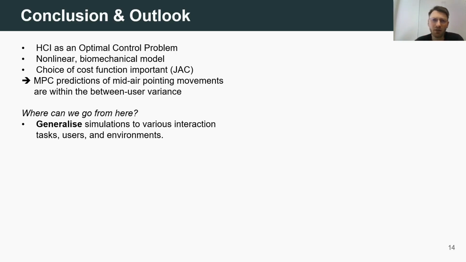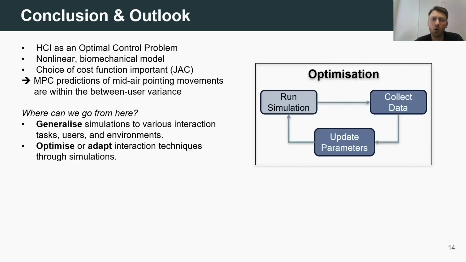So where can we go from here? For example, we could generalize those simulations to various interaction techniques, tasks, or users. Or we could use our simulations in an optimization loop to optimize interface parameters. So we could run a simulation, collect the user data and motion data, then automatically update parameters to improve performance, for example. Or we can run that online to adapt interaction techniques while the environment around the user is changing, for example.